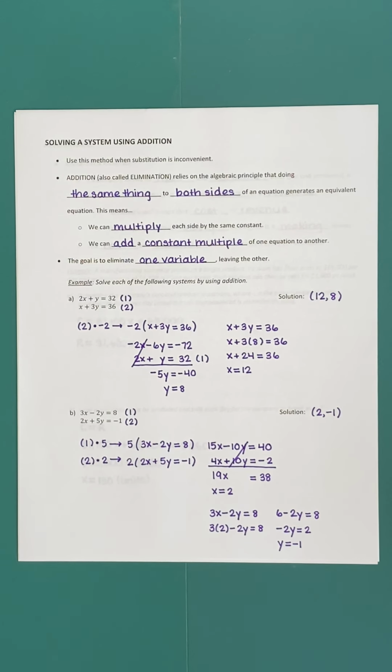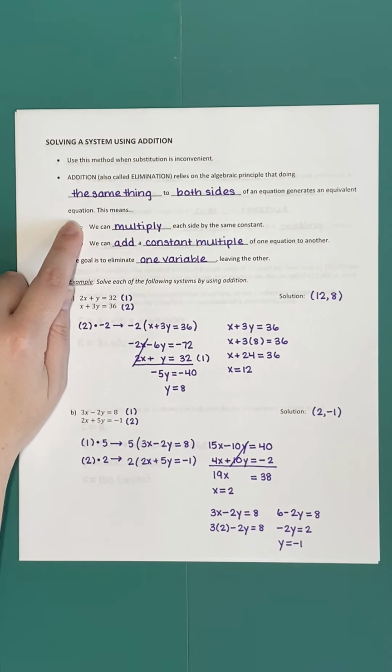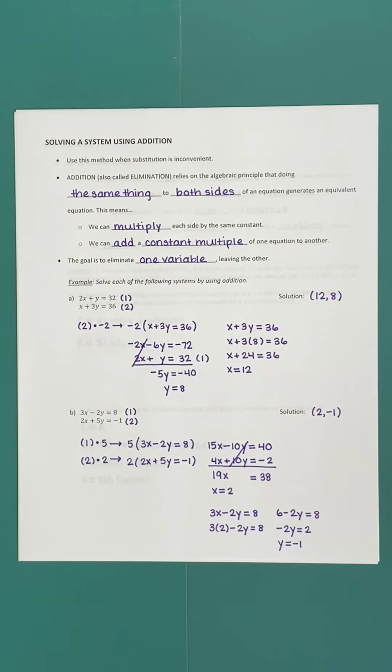Number one, based on this idea, we can multiply each side of the equation by the same constant and still keep things in balance. So say we multiply both sides of the equation by a 2. Well, as long as we do it to both sides, everything is still in balance. Say we multiply both sides of the equation by a -1. Well, again, as long as we do it to both sides, everything is still in balance. So doing the same thing to both sides of the equation gives us something that's equivalent to what we started with.